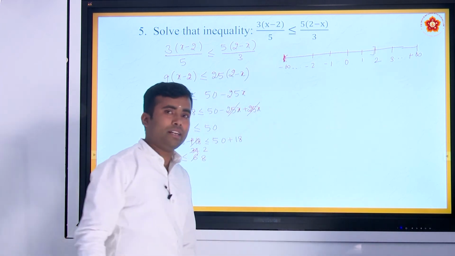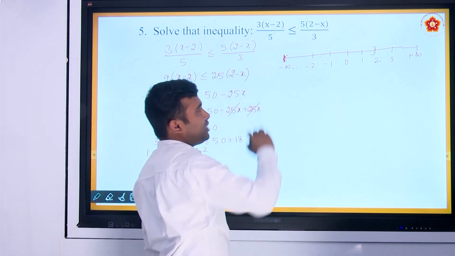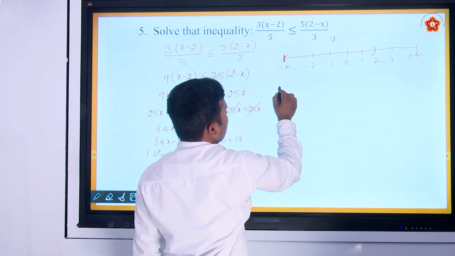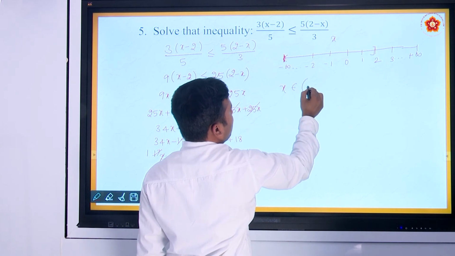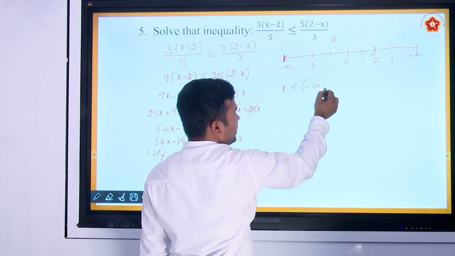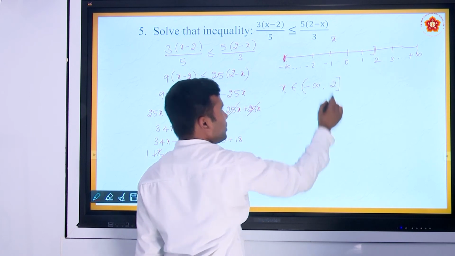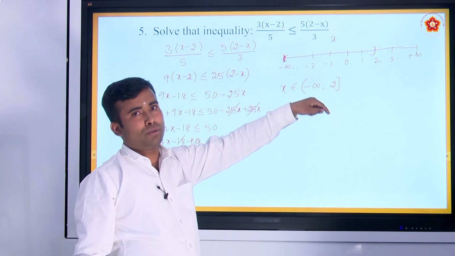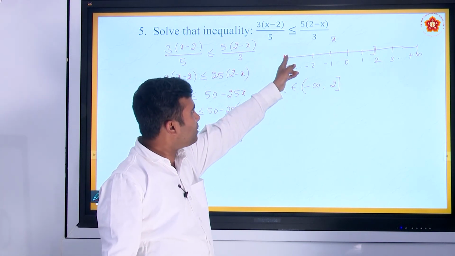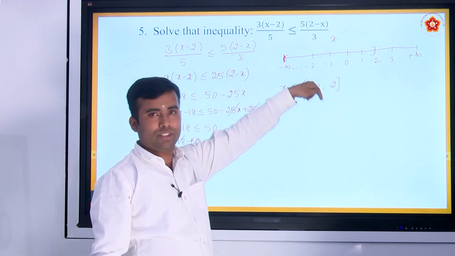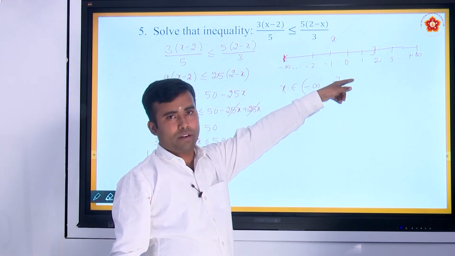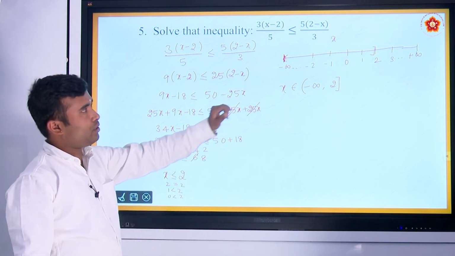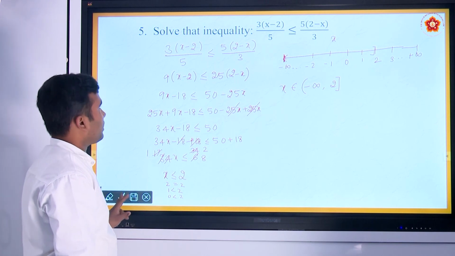I can write that in a closed bracket, and minus infinity which is not included. These are the values for x. Therefore, I can write x belongs to the interval minus infinity, comma 2, closed at 2. Understand? Minus infinity is not included, but 2 is included. This is the interval for x. That is the solution for x. Okay. Next example.